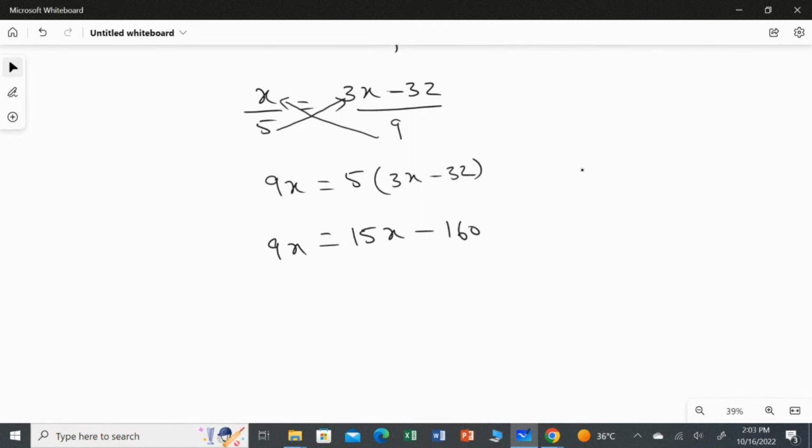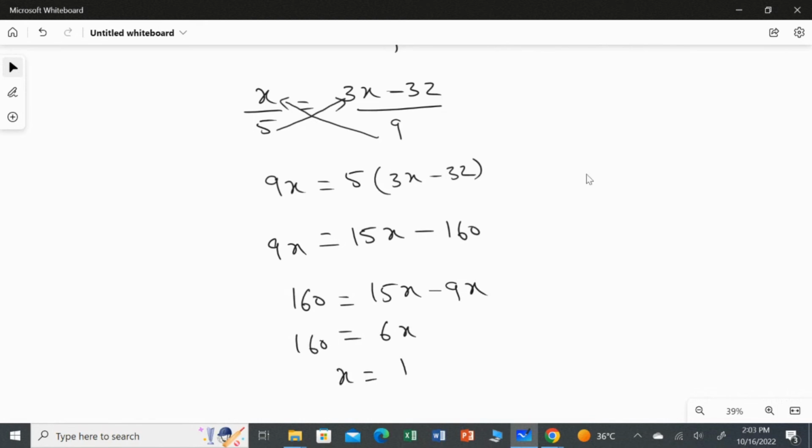Now I'm going to separate the x terms to one side and the numbers to the other side. So for that, I'm going to move this 9x to the right hand side, and I'm going to take this minus 160 to the left hand side. When you take this minus 160 to the left hand side, it becomes positive 160. When you move this 9x to the right hand side, it becomes minus 9x. So 15x minus 9x gives you 6x, which is equal to 160.